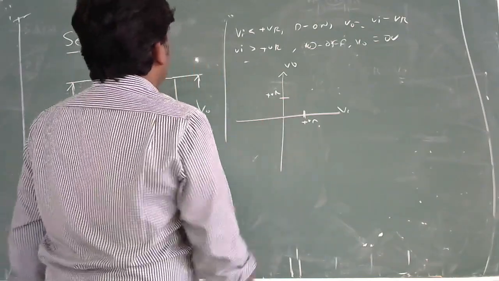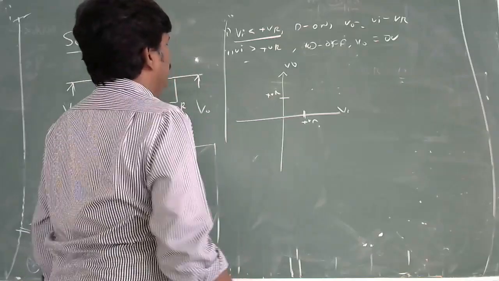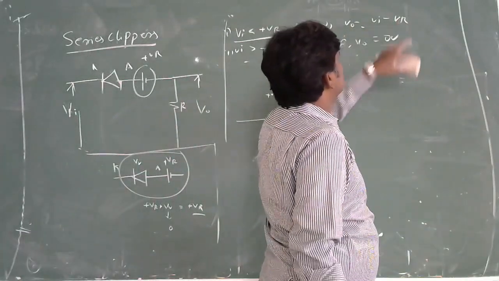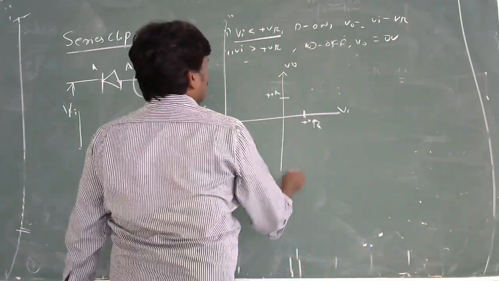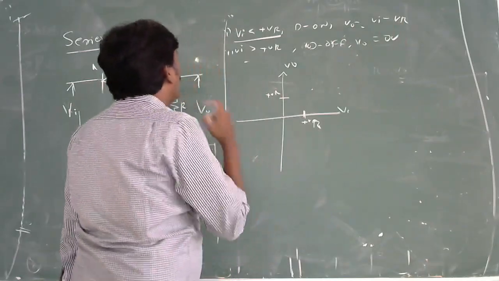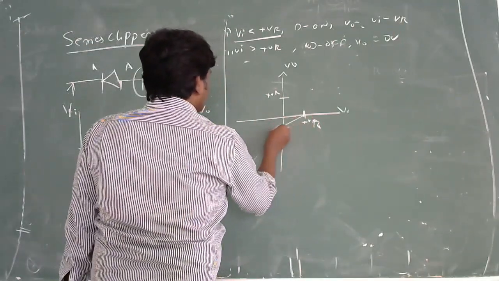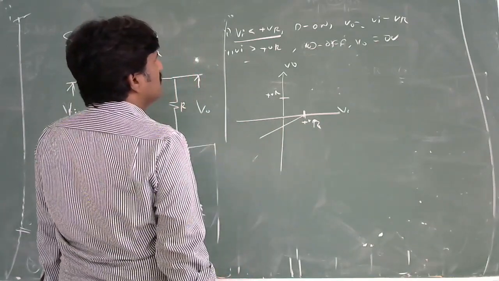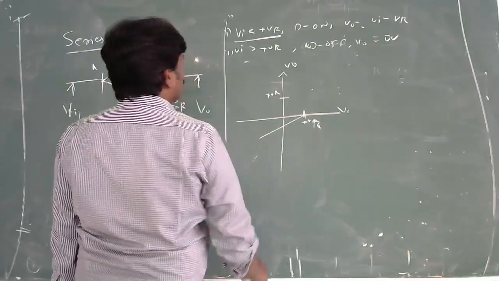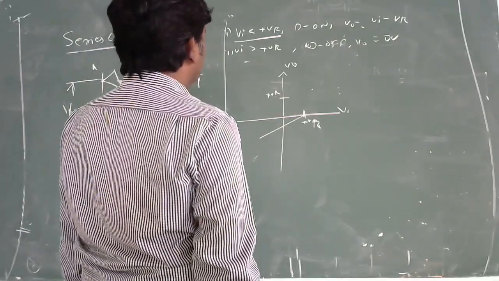Then the first condition is when Vi is less than VR. What is V naught? Vi minus VR. How can you show this? From here to here, V naught is equal to Vi minus VR. How can you show this? It is going to be considered like this because the input voltage is going to be subtracted with VR. The resultant output voltage will become this when Vi is less than plus VR.